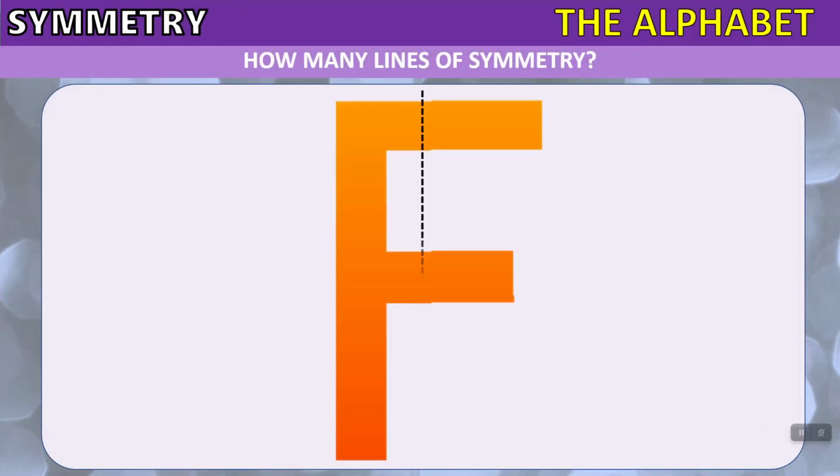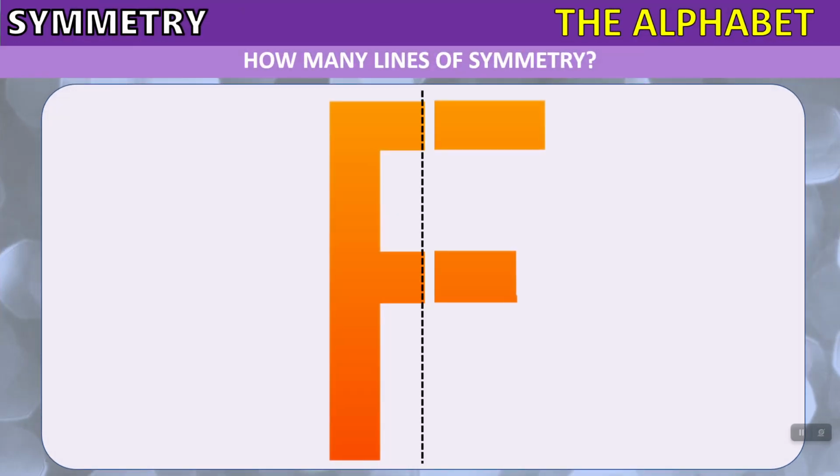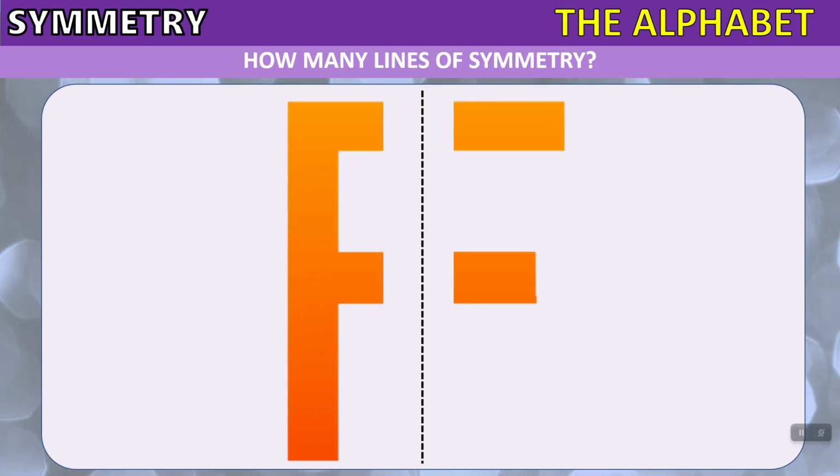What about if we went this direction, top to bottom, and we expanded it? Again, we can see that the left doesn't look like the right. And so this also is not a line of symmetry. It means the letter F has 0 lines of symmetry.